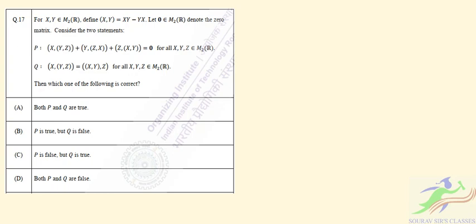This is from the JAM 2022 mathematics paper. Question number 17 says that for x, y belonging to the 2 by 2 matrices, define [x, y] as xy minus yx, and let 0 also belong to the 2 by 2 square matrices, denoting the zero matrix. We have two statements, P and Q, and we have to find which one of the following is correct, whether P and Q are true or false. So we will check with that.